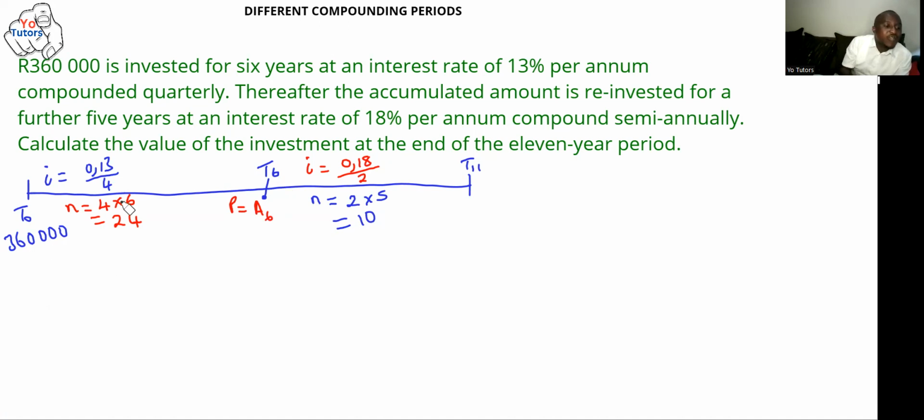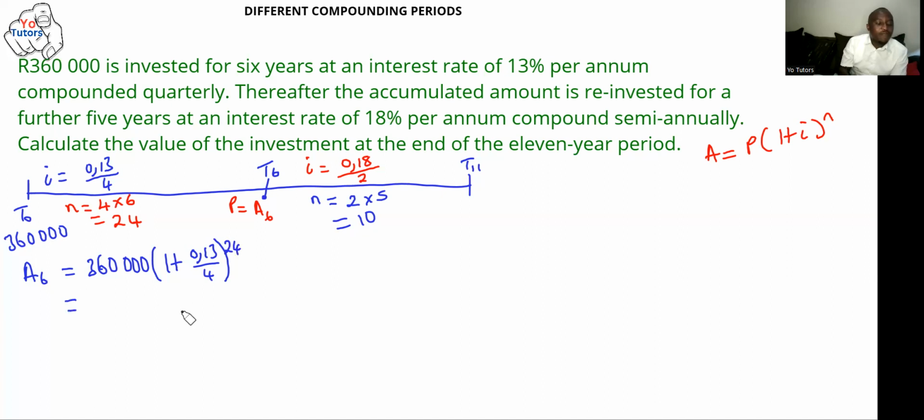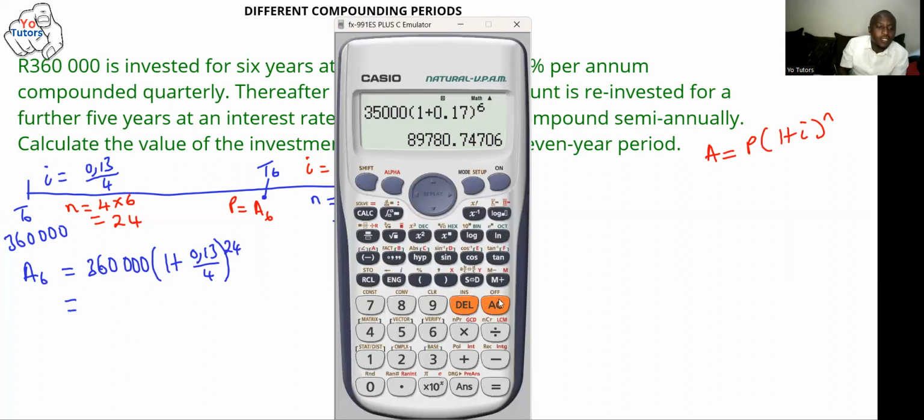Now let's do it. I think you now understand my method here. For the first 6 years, we're going to say A6 is equal to, remember we're using the compound formula, A = P(1 + i)^n. So A6 is equal to our 360,000, that's our P, times (1 + 0.13 over 4), to the power of n, which is 24. Then what do we get from there?